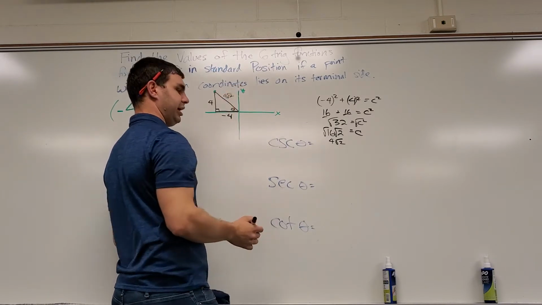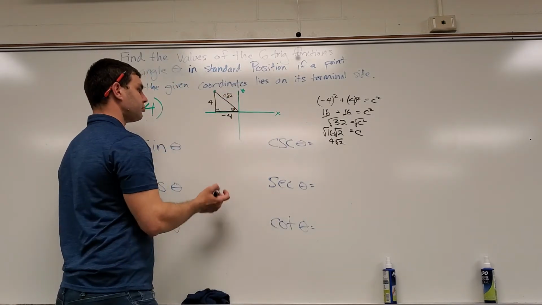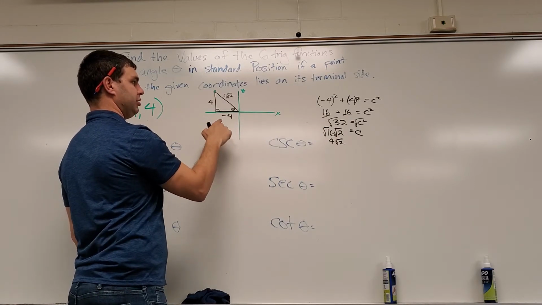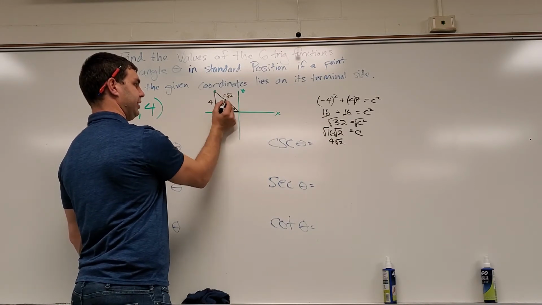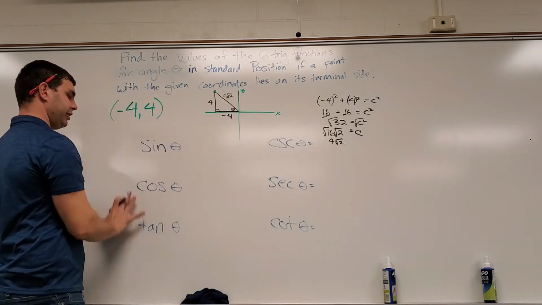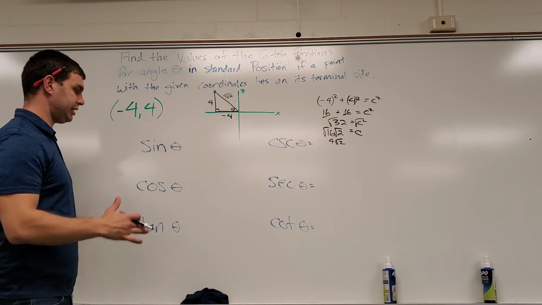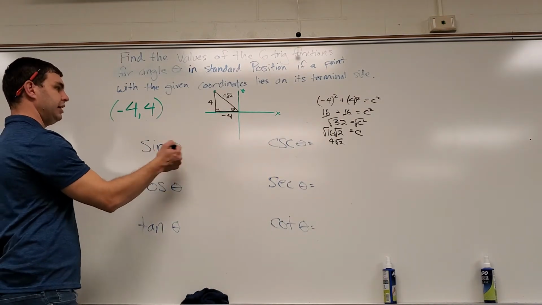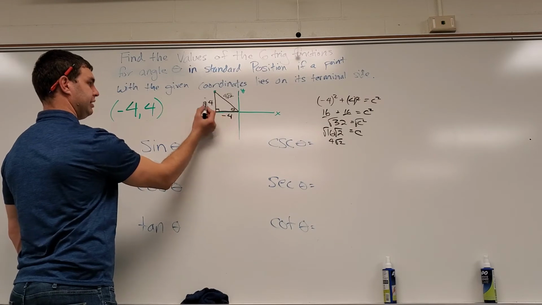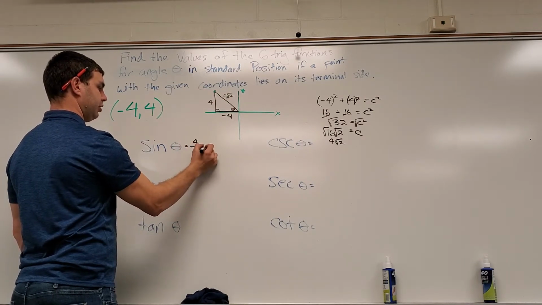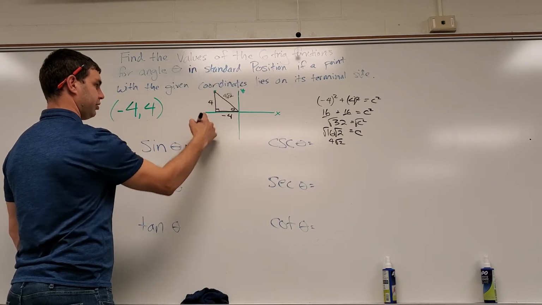Some of you might remember that from geometry, where we have a 45, 45, 90 right triangle. This is just going to be the side length and then the square root of 2. So that's how you find the hypotenuse. Now, once we have that, we can figure out the rest of our fractions using sine, cosine, tangent, cosecant, secant, and cotangent.